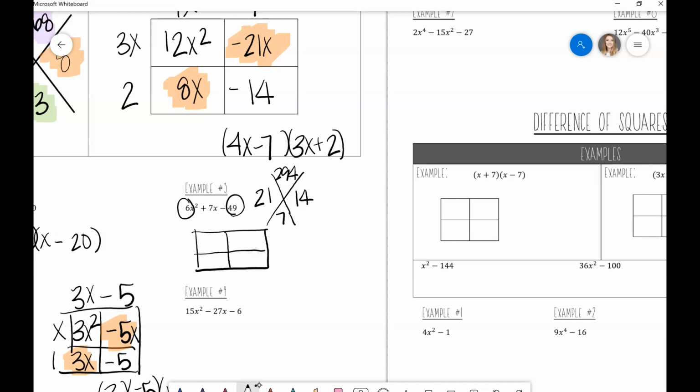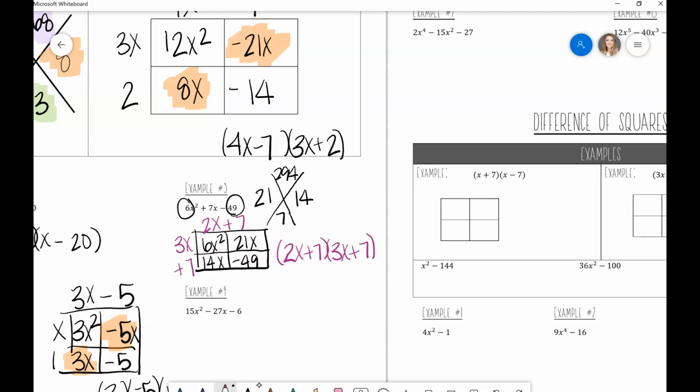Place into the box. I know I need a 6x squared. I know I need a negative 49, 21x, 14x. Pull out the sides. So from here, 6x squared and 14x has a 2x in common. 2x times 3x is 6x squared. 3x times 7 is 21x. 2x times 7 is 14x. This one factors into 2x plus 7, 3x plus 7.